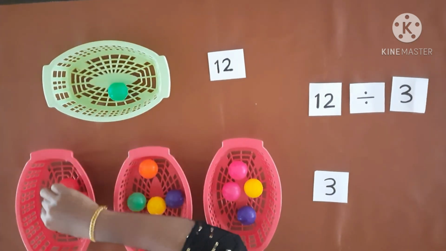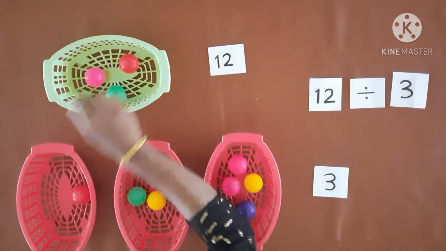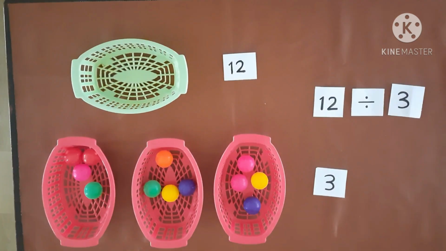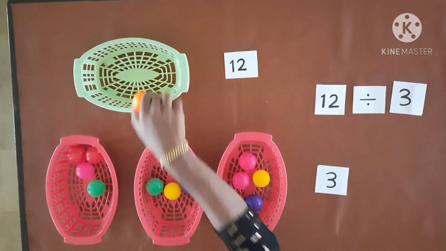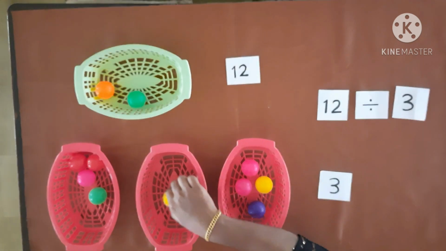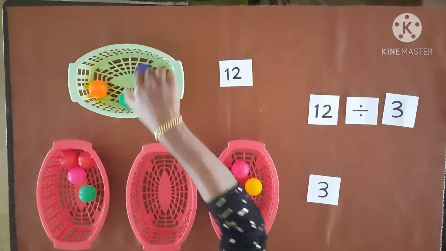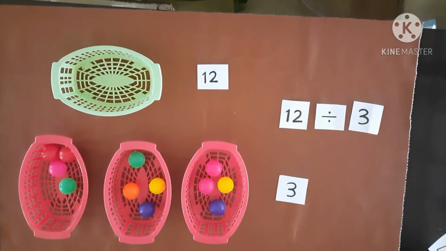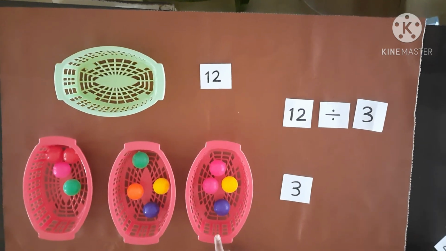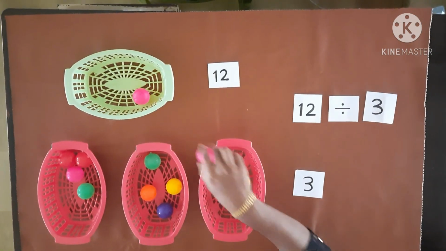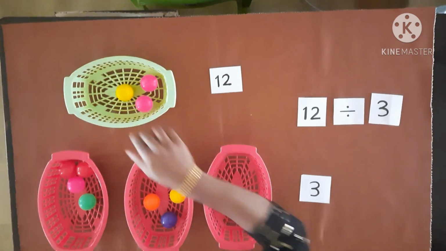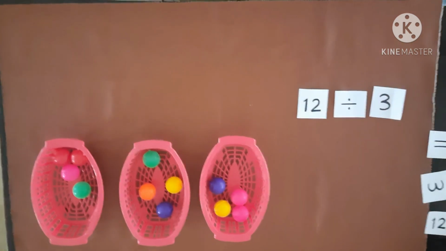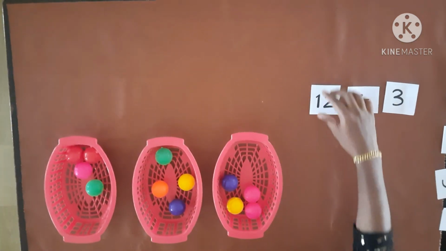In the first basket I have 1, 2, 3, 4. I have 4 balls. Now in the second basket 1, 2, 3, 4. Here also 4 balls. Now in the third basket I have 1, 2, 3, 4. Okay, so I have 4 balls. So in each basket I have 4 balls.